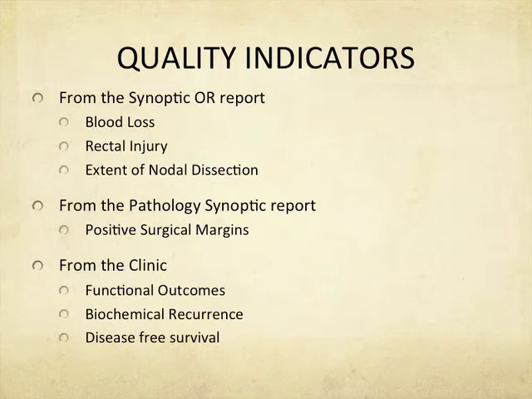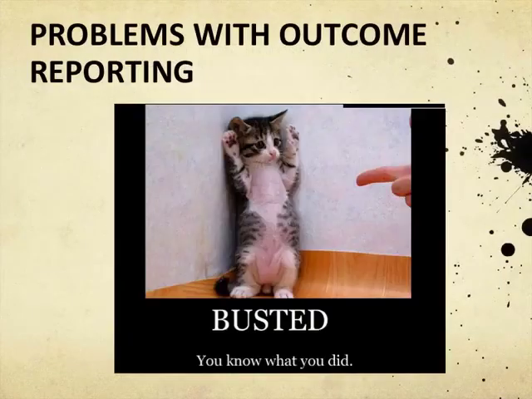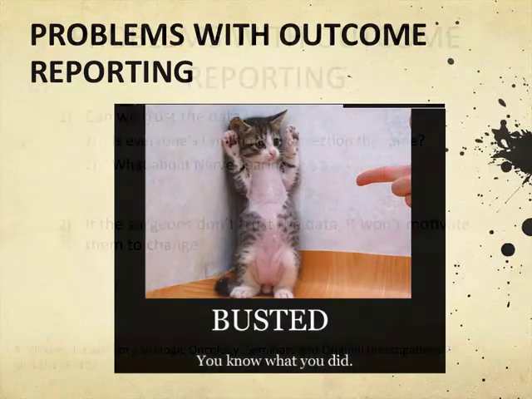And these are some other quality indicators that would be useful in the pathological setting as well as in the clinical setting. So now the problem is, when you talk about quality indicators, a lot of surgeons sort of feel like this little guy. And that's not what we're trying to achieve. The objective of synoptic reporting is not to point the finger, but to improve our outcomes individually. But there are some issues with this.